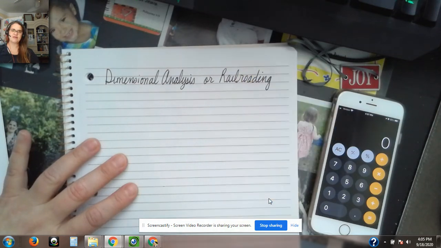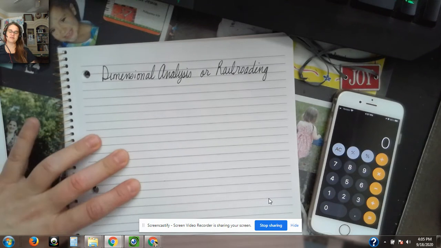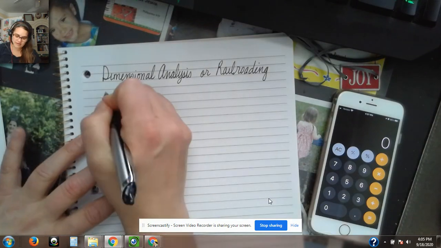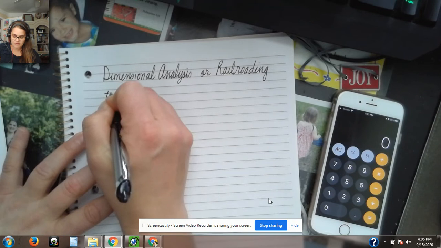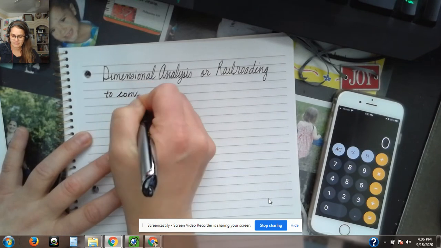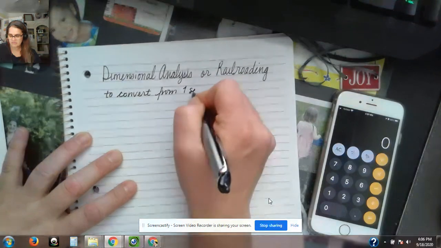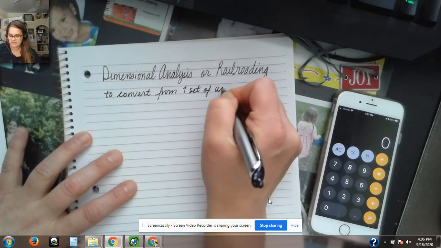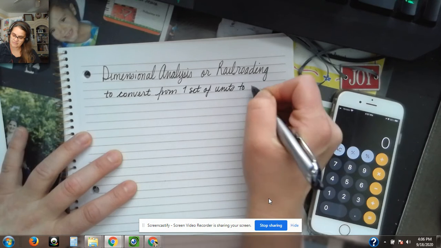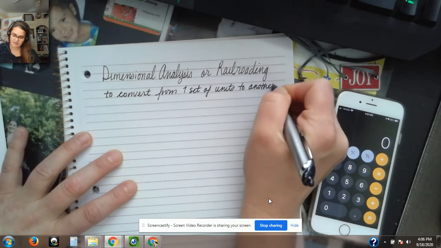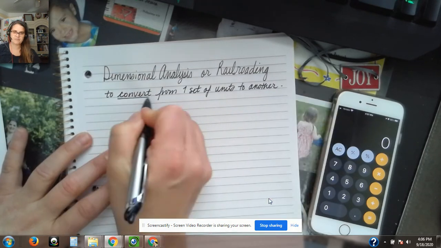Okay, and the whole point of dimensional analysis or railroading is to convert from one set of units to another. So really, this is about conversion.